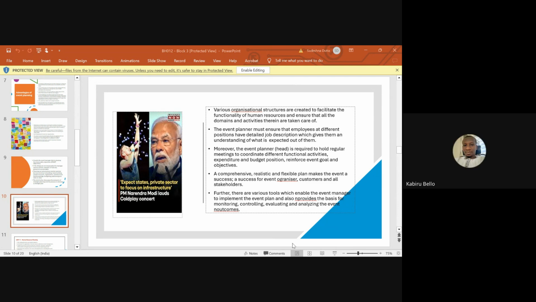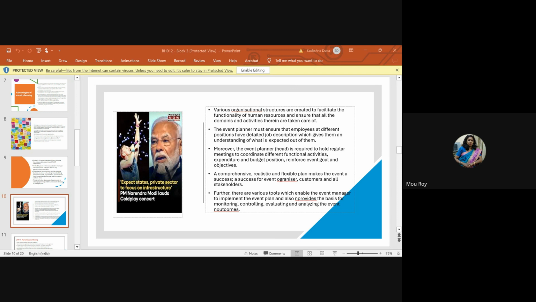The slide mentions states and the private sector to focus on infrastructure. Yes, you can see, no? This is Narendra Modi at the Coldplay concert. So this is the Prime Minister Modi, and this is the Coldplay concert. I have also shown you the Coldplay concert clippings. You have seen those, no? Yes, the one where they play Yellow and Paradise. The guy from the UK, his name is Chris Martin.